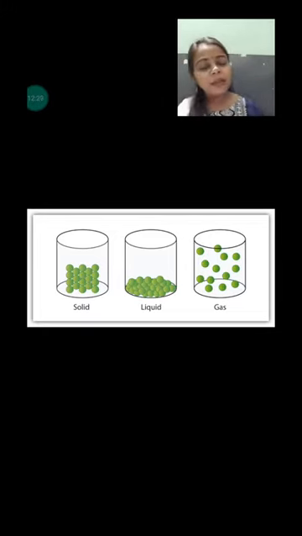So matter can be anything: liquid, solid or gas. Gas also occupies space and has mass, liquid also occupies space and has mass, and solid also occupies space and has mass. So solid, liquid and gas are the three types of matter.